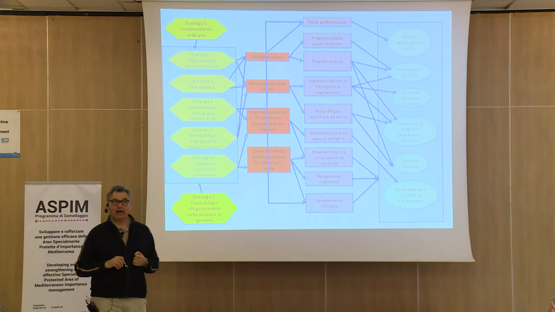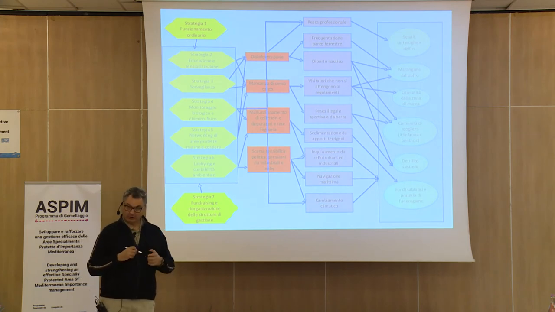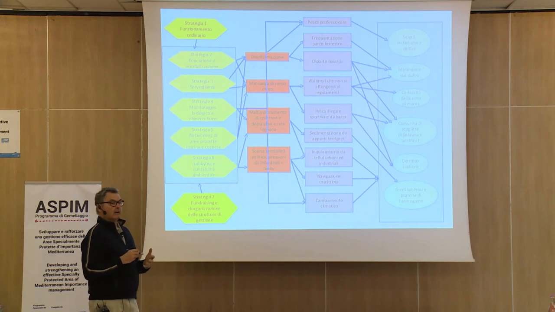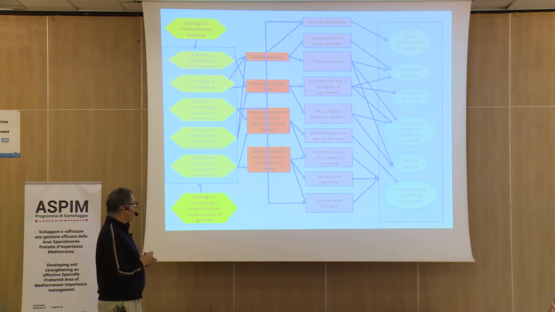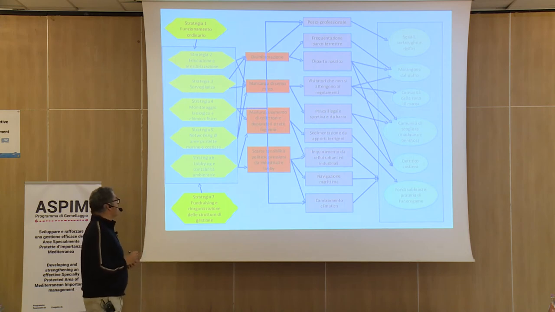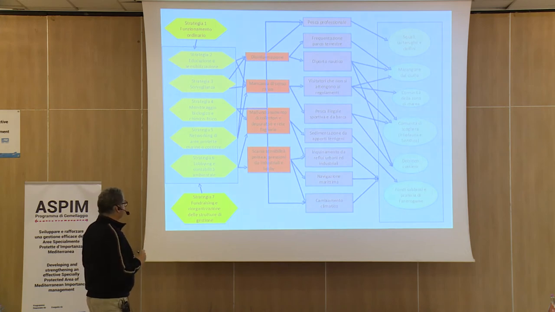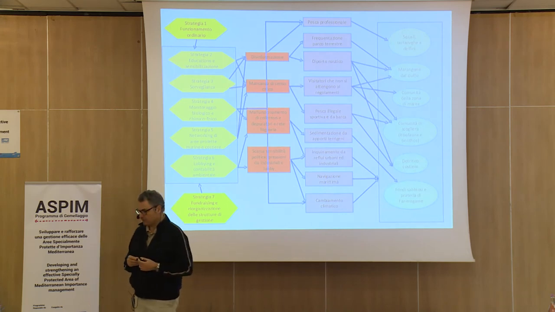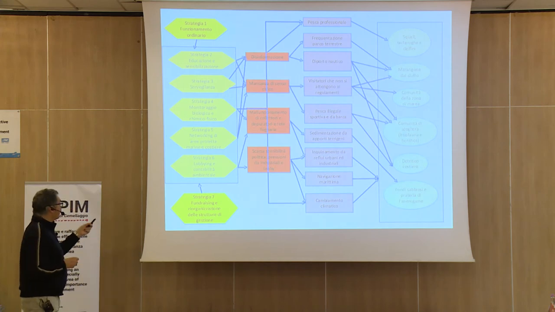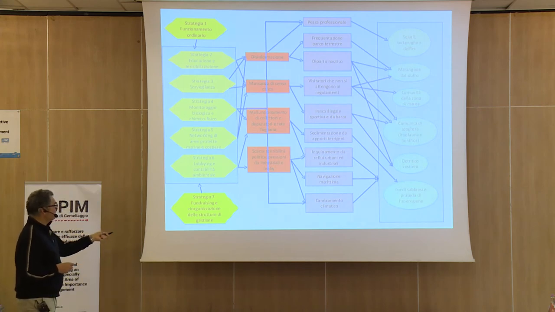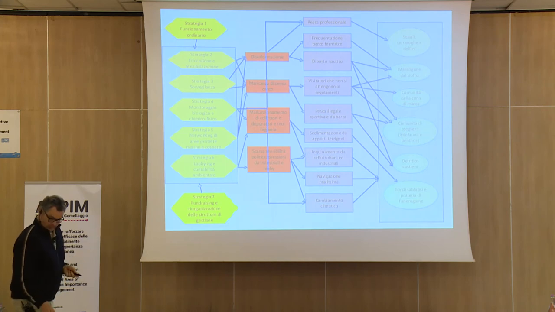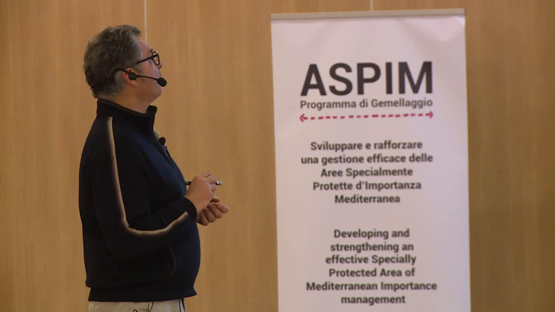Let's get back to our example on how the strategies we've been working on during three years are behind the results we are bringing to light. So these are the pressures and the drivers. And we have 5 out of 7 strategies which are conservation strategies, which are tackling the situation which is giving a risk to our key targets for conservation.